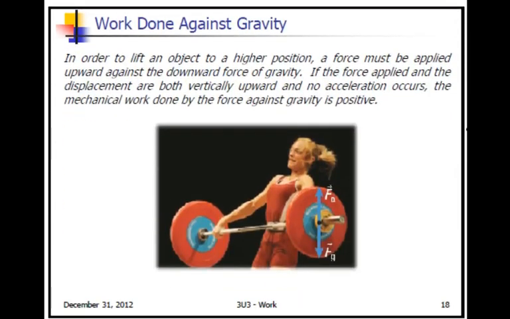Here we have work done against gravity. So in order to lift an object to a higher position, a force must be applied upward against the downward force of gravity. So if the force applied and the displacement are both vertically upward and no acceleration occurs, the mechanical work done by the force against gravity is positive.